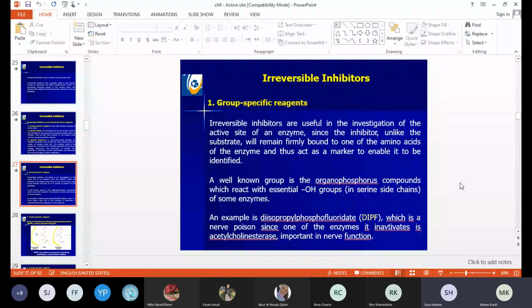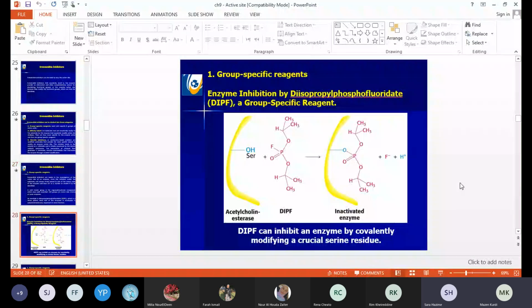So one known group, for example, the organophosphorus compound, will react with the essential OH of a serine side chain of some enzymes, which we will see in a little bit. We have DIPF, which is a nerve poison, since one of the enzymes it will inactivate is acetylcholinesterase, important in nerve function. So we will see some group-specific reagents.